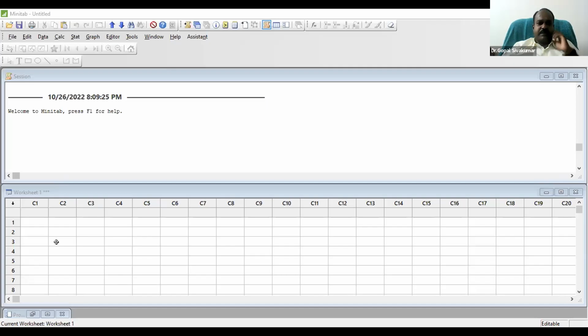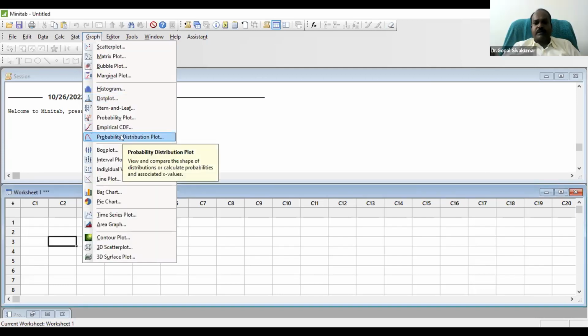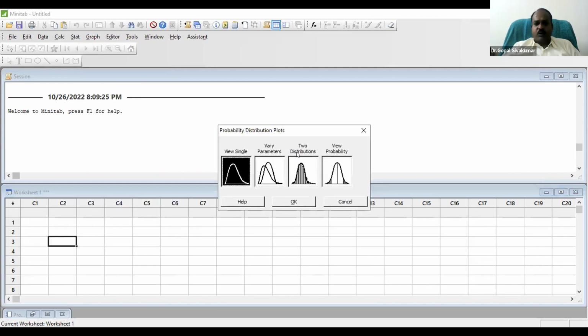Yes, it is ready now. So please confirm once you can see my Minitab screen. So you can see the Minitab screen. Am I right? Yes, sir. Go to Graph. Go to Probability Distribution Plot. Now what we want is to view the probability. Give OK.